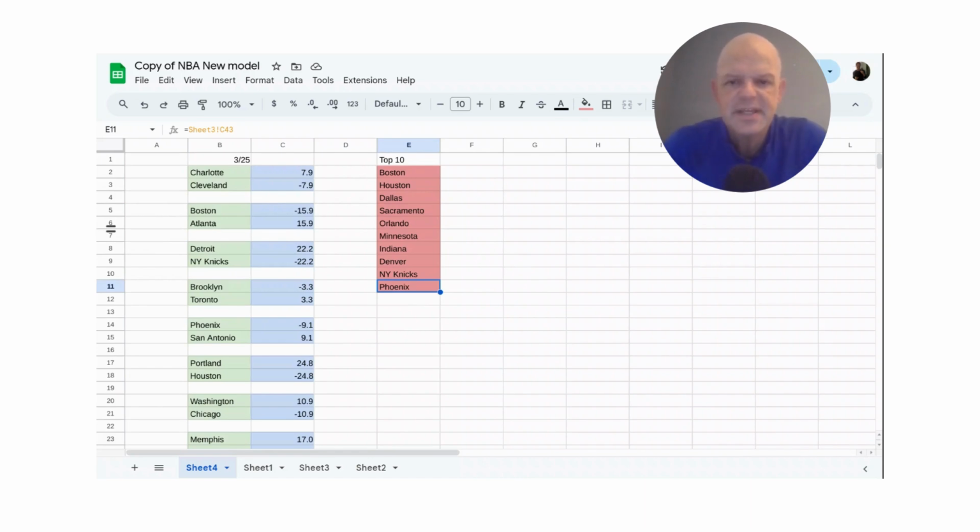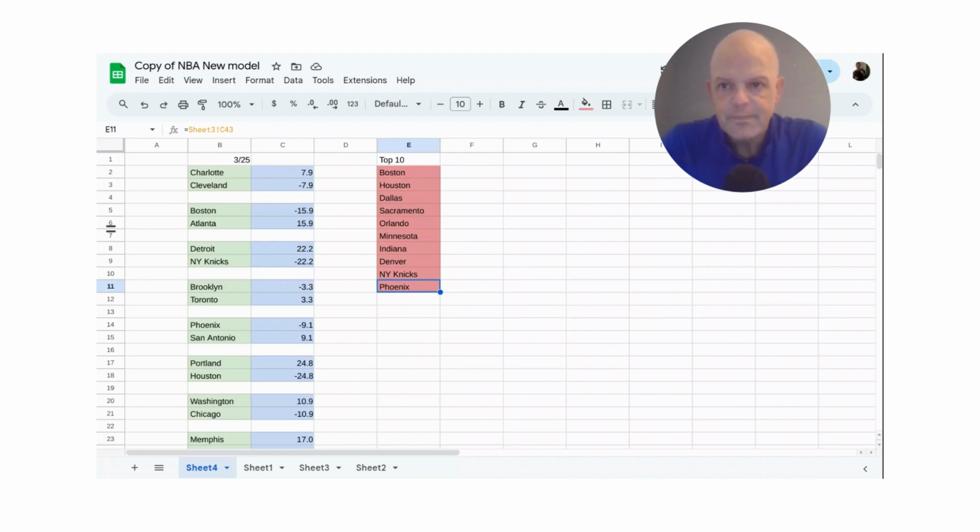Alto is the Spanish word for high. So the higher up the teams are via your power rankings, they should win at a higher percentage, predicated on the fact that the model is good, because if the model's not good, nothing's going to work. So if you look at last night, the teams that we had in the top 10 were Boston, Houston, Dallas, Sacramento, Orlando, Minnesota, Indiana, Denver, Knicks, and Phoenix.